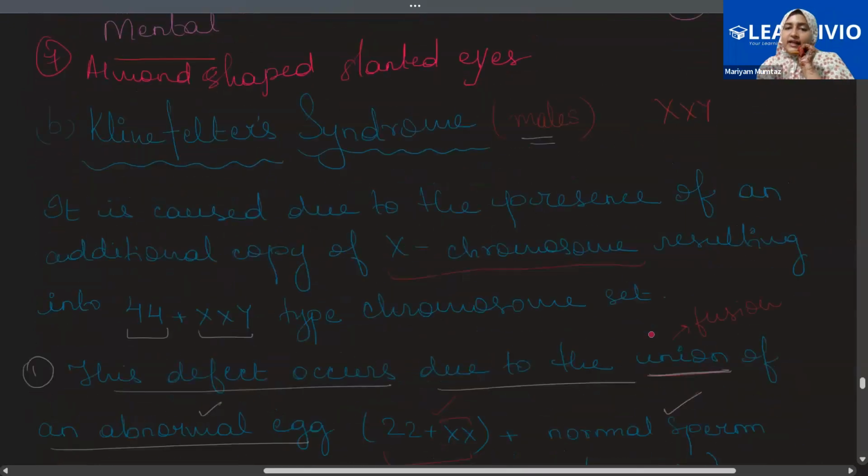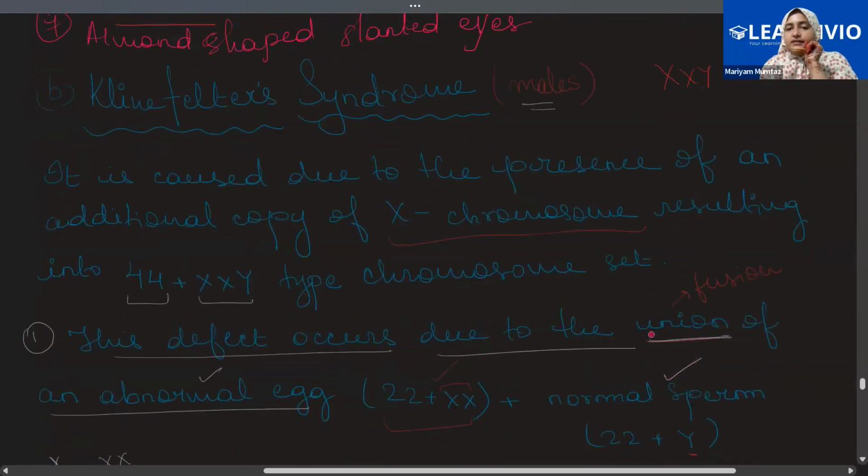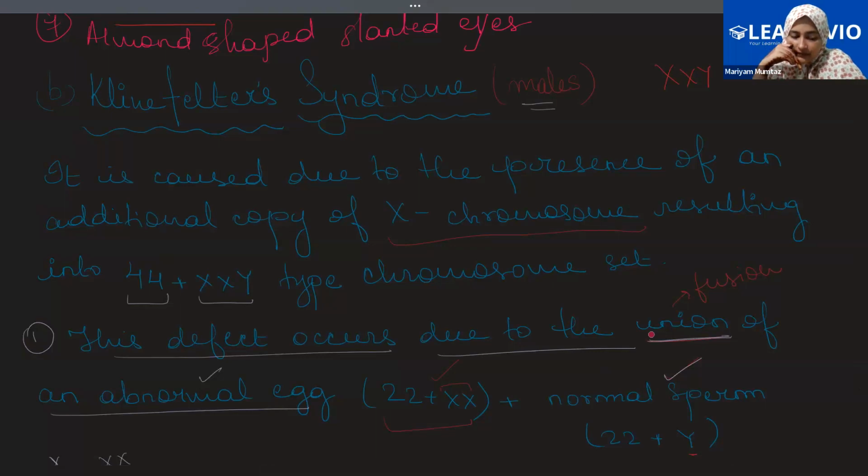Then comes the next disease, that is Klinefelter syndrome. This one takes place in the case of... What does furrowed tongue mean? Furrowed tongue means, just like how if you open your mouth your tongue stays inside, but for them the tongue is always protruding out. They can't control their tongue to keep it in their mouth. That is furrowed.